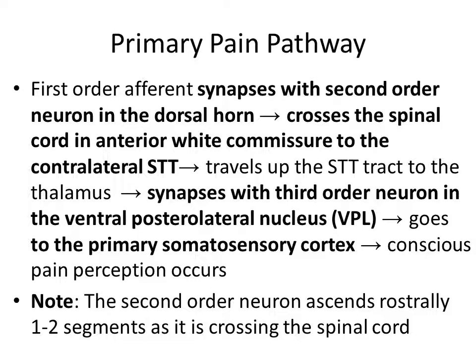Now, we need to talk a little bit more about the primary somatosensory cortex. We talked about the homunculus. So the part of the cortex that this third order neuron goes to is going to depend on where the pain is coming from. If it's coming from our foot, that third order neuron is going to go to the medial aspect of the primary somatosensory cortex, located deep in the longitudinal fissure. If it's coming from our finger, that third order neuron is going to go to the lateral side of the cortex, located on the outside edge of the brain.